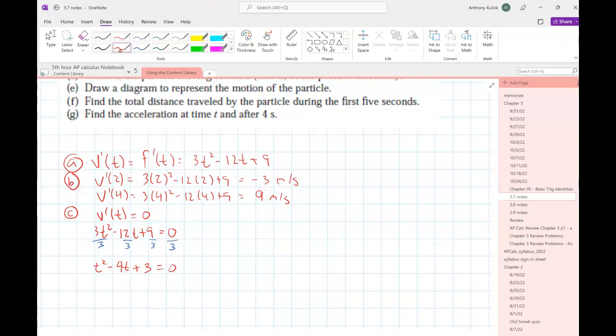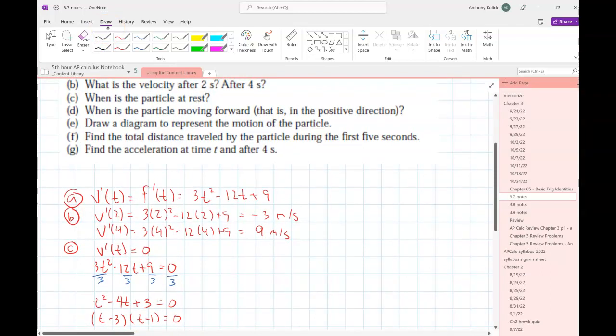If I didn't notice that, could I just use the quadratic formula right from jump? Sure. Yeah, absolutely you could have. No problem. So what multiplies to give us positive 3 and adds to give us negative 4? Negative 3 and negative 1. So there's our solutions at 3 seconds and at 1 second. The particle's at rest.